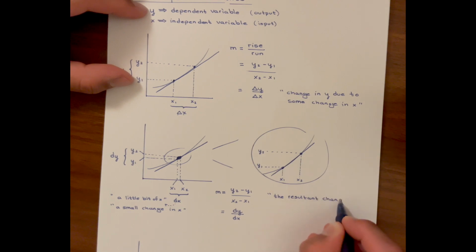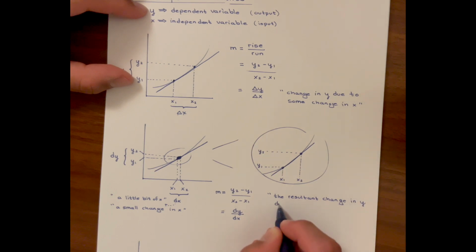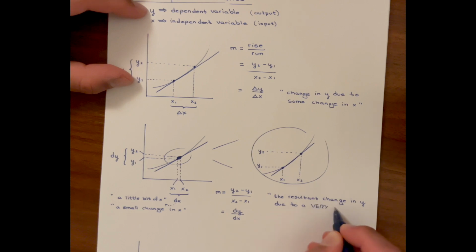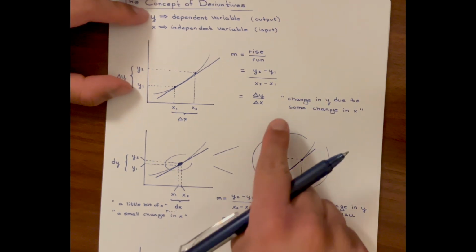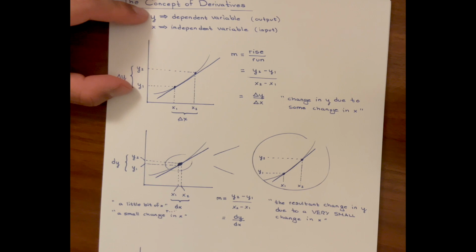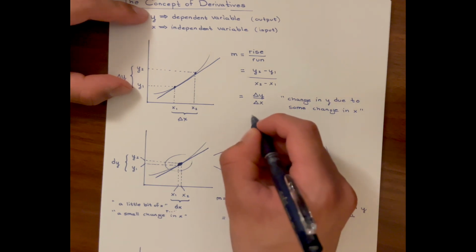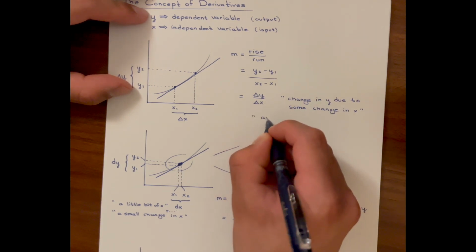And what it says in English is essentially the resultant change in y due to some change in x, due to a very small change in x. Not to some change, but to a very small change in x. What happens when we change x a little bit? What happens when we just nudge, just from x1 to x2, we just nudge a bit? What happens when we do that?